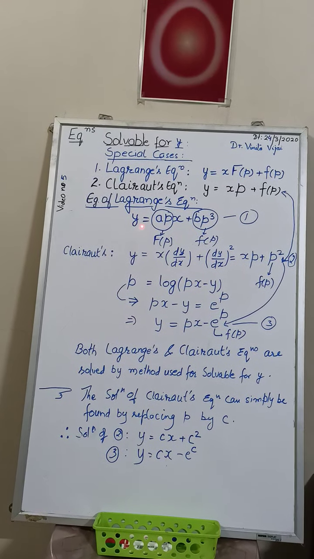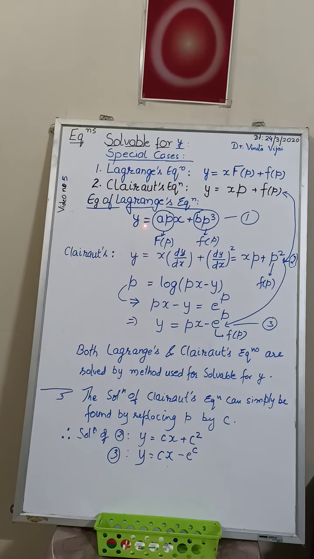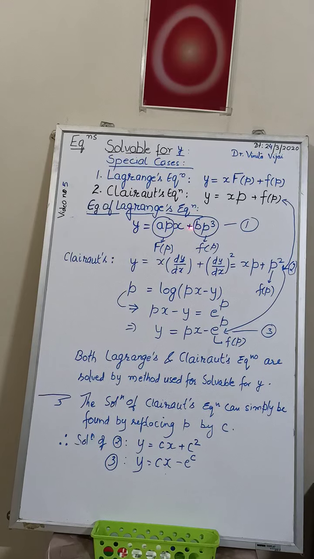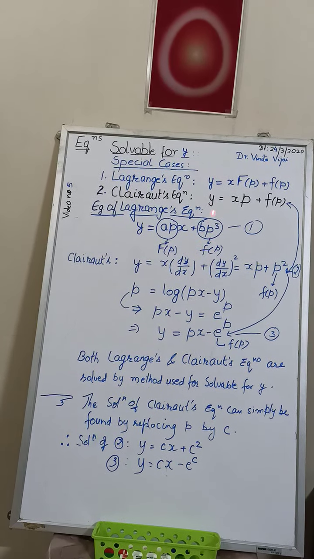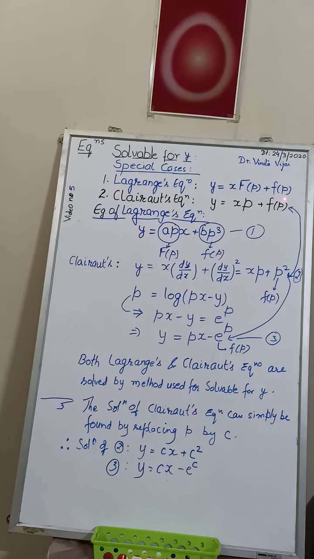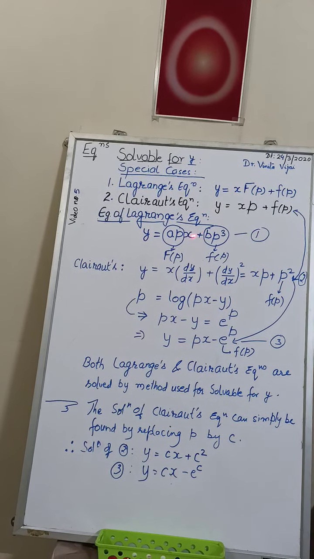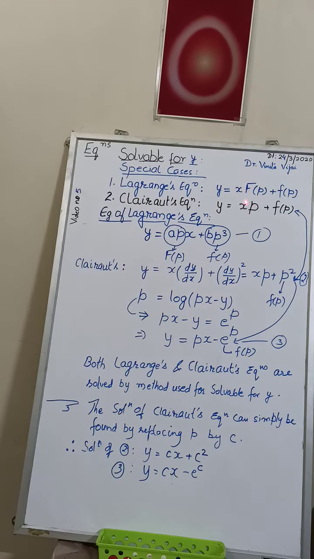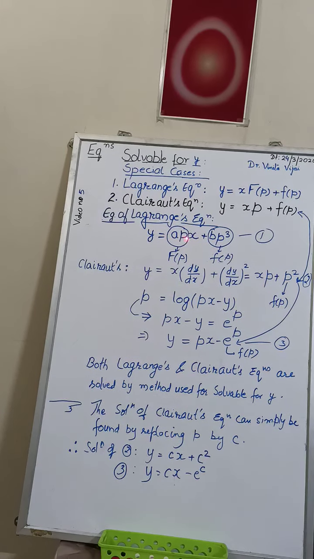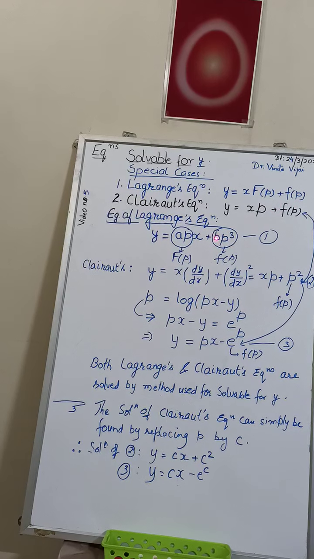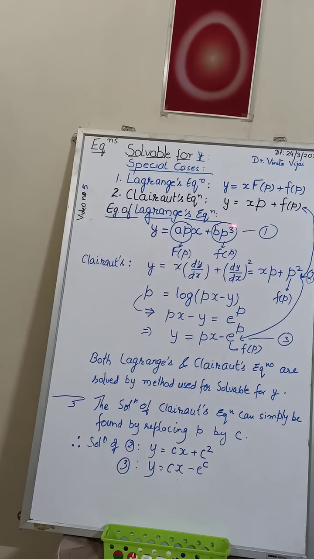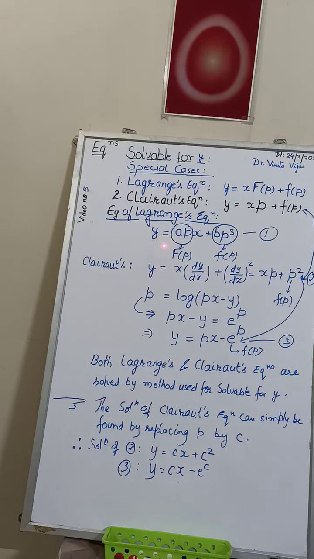Now there is an example of Lagrange's equation. y equal to apx plus bp cube. So if you compare the right hand side here with this right hand side, x is here, x is here. So what is capital F of p in this case? ap, plus small f of p, that is bp cube. So this is an example of your Lagrange's equation.